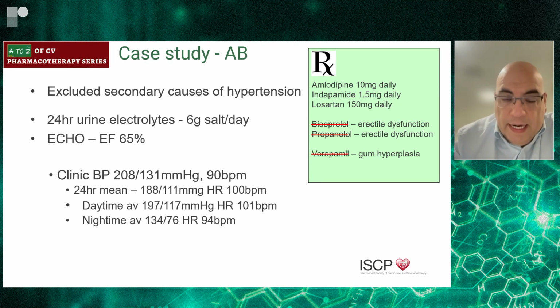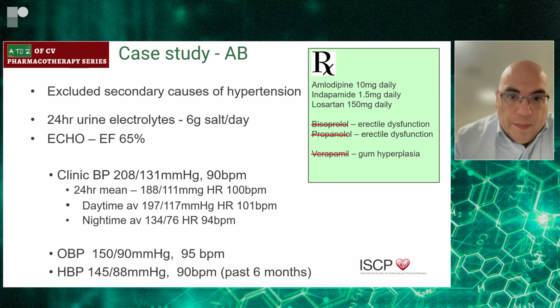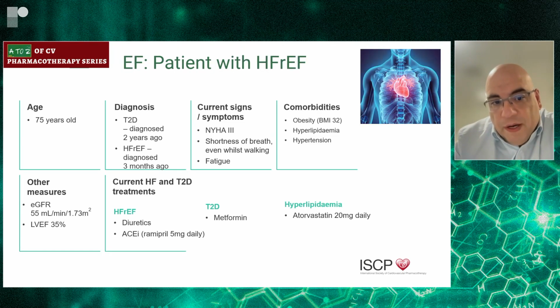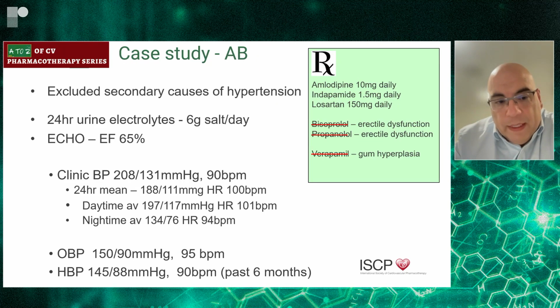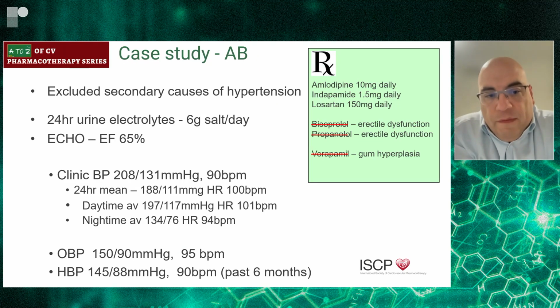And you can see here that we've managed with those 3 triple therapy combination of observed office blood pressure, or clinic blood pressure, 150 over 90, heart rate still quite high at 95 beats per minute, and his ambulatory blood pressure is 145 over 88 with a heart rate of 90 beats per minute over the past 6 months. So perhaps we can go back to the panel. If we start with Professor Filipiak, any thoughts on this individual case?